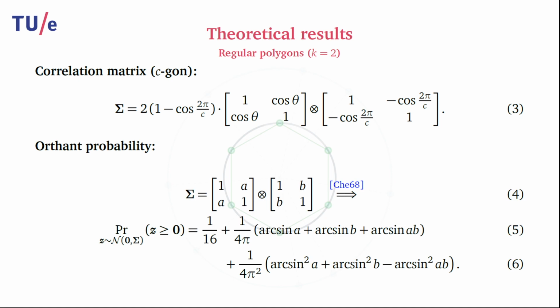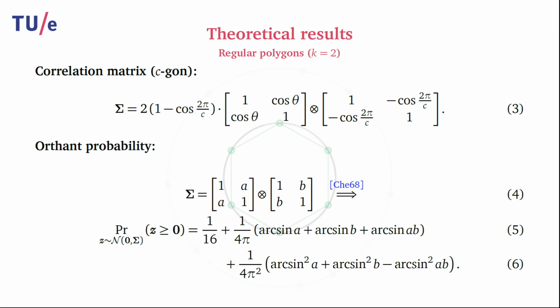So in this case, again, there is this very old result. It's about 50 years old now, from Cheng, 1968, which says that if you have a correlation matrix of this form, like [1, A; A, 1] tensor [1, B; B, 1], then you can express this orthogonal probability explicitly. You get a closed form expression like the one given here. It's not such a nice formula, but it's an explicit formula in terms of just A and B. So that's pretty nice that you can get a closed form formula here.